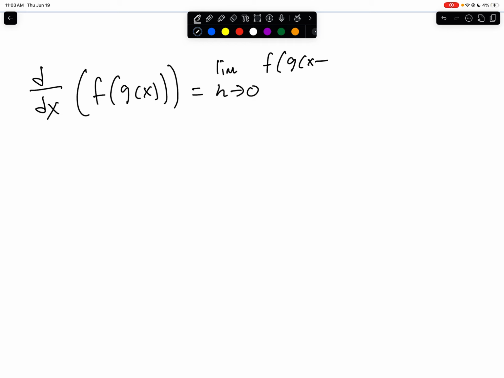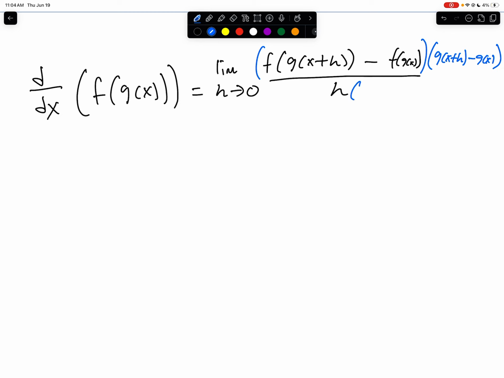g of x plus h minus f of g of x all over h. And now I kind of want to do some weird algebraic manipulation here. It kind of seems weird, like I would never think about really doing this, but the person who created this proof did, and so we're just going to follow it. But mathematically, this is correct, and you should know why this is, right? We're just multiplying this by g of x plus h minus g of x in both the numerator and the denominator.